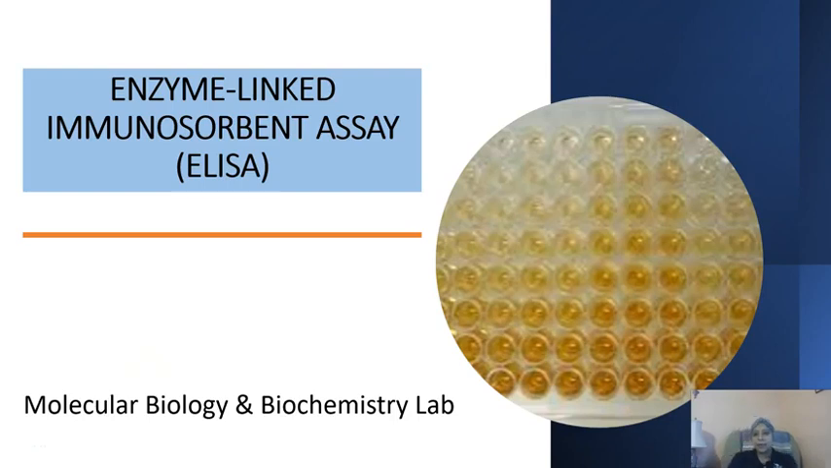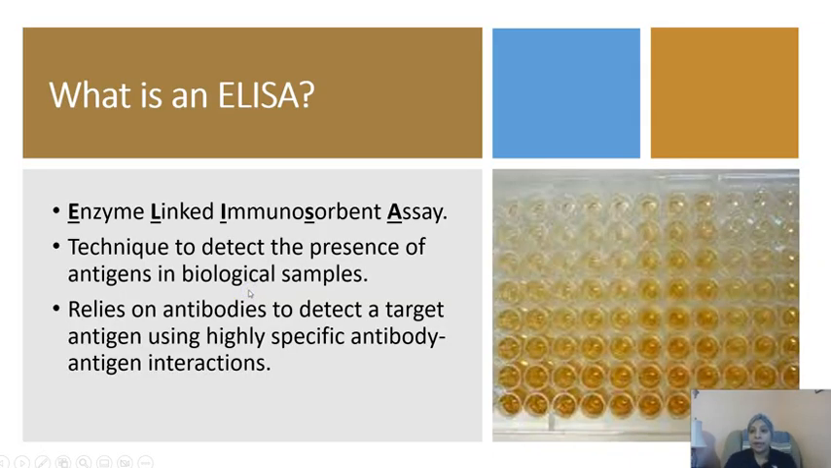This next assay that we are going to talk about is enzyme-linked immunosorbent assay, or ELISA for short. This is a quantitative immunoassay. So enzyme-linked immunosorbent assay is used to detect the presence of antigens, again, in biological samples using antibodies to target the exact one that we are looking for.